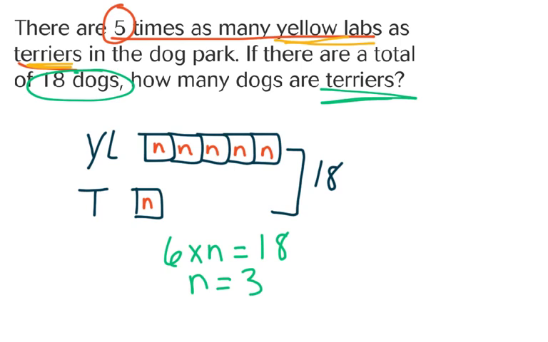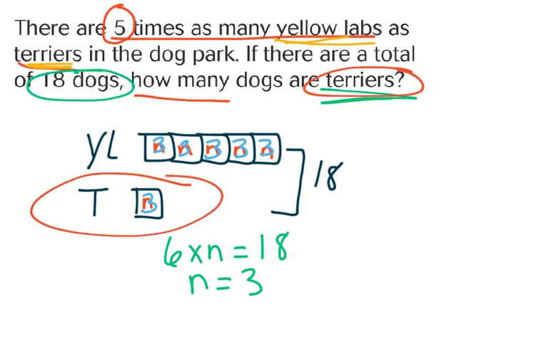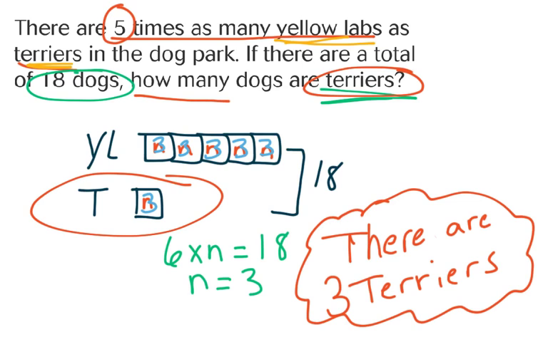I then should have gone back into my problem and replaced all of my n's with 3. My last step is to go and reread my problem and figure out what I'm solving for. If there are a total of 18 dogs, how many dogs are terriers? I'm going to go into my model and I'm going to circle what I'm looking for. I'm looking for terriers. Now, because there's only 1 box and I've already solved for the value in that box, my work is done. There are 3 terriers. And that's the answer to my problem.